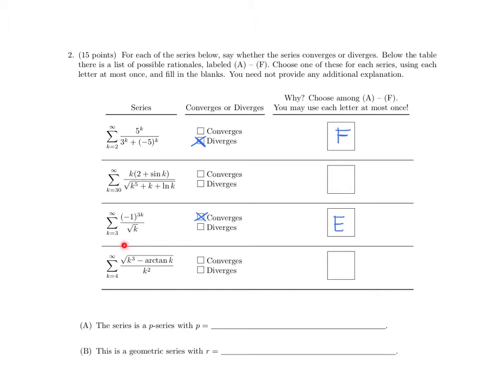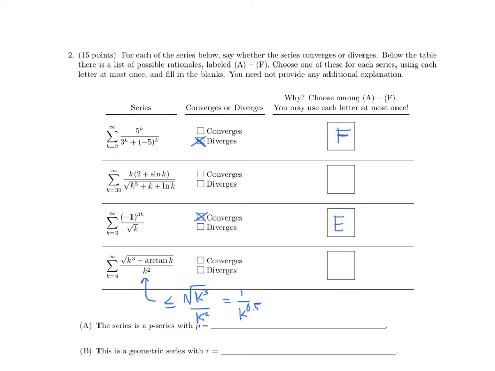Let's take a look at this guy. If we tried some direct comparison on it, we know that this is going to be, term by term, square root of k cubed minus arctan k over k squared. That's going to be less than square root of k cubed over k squared.